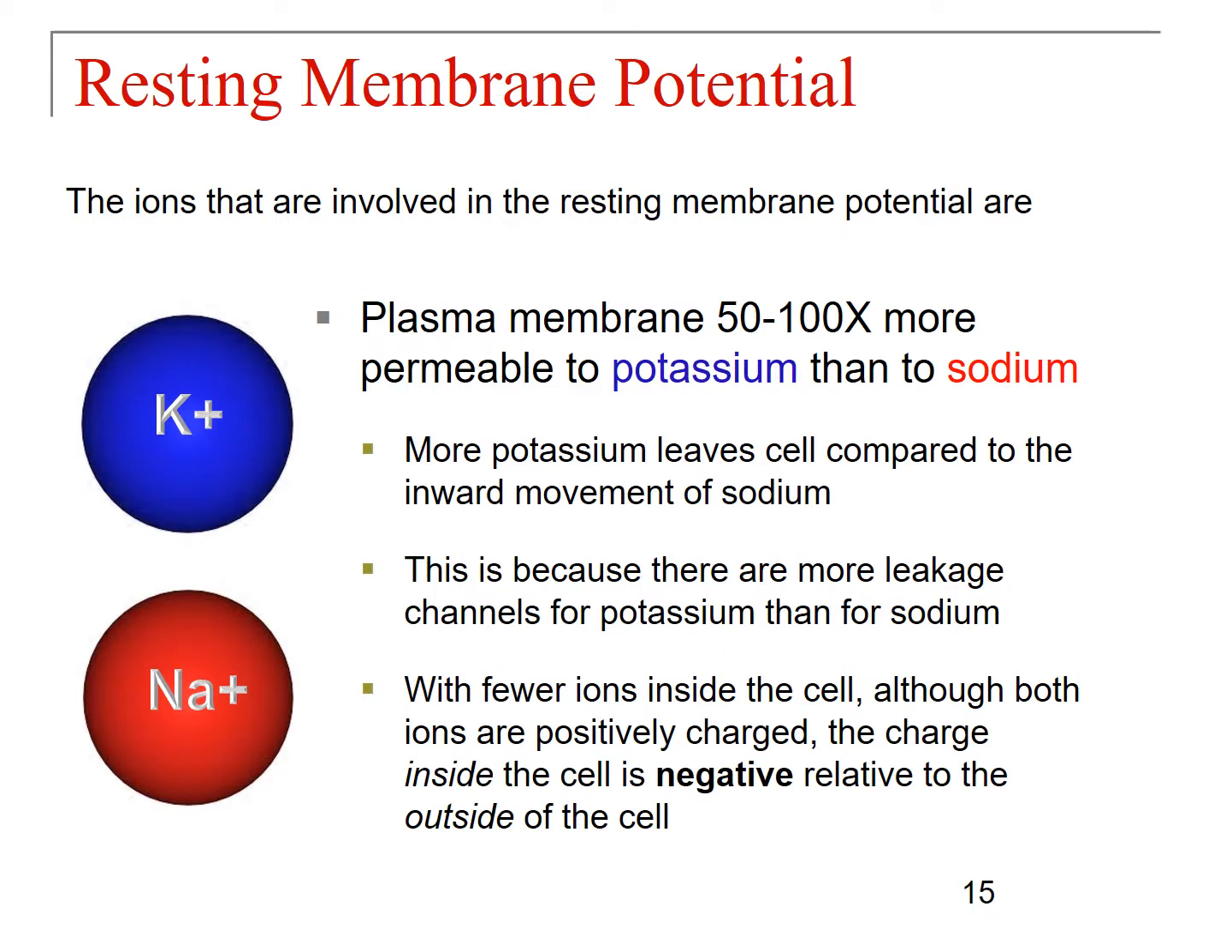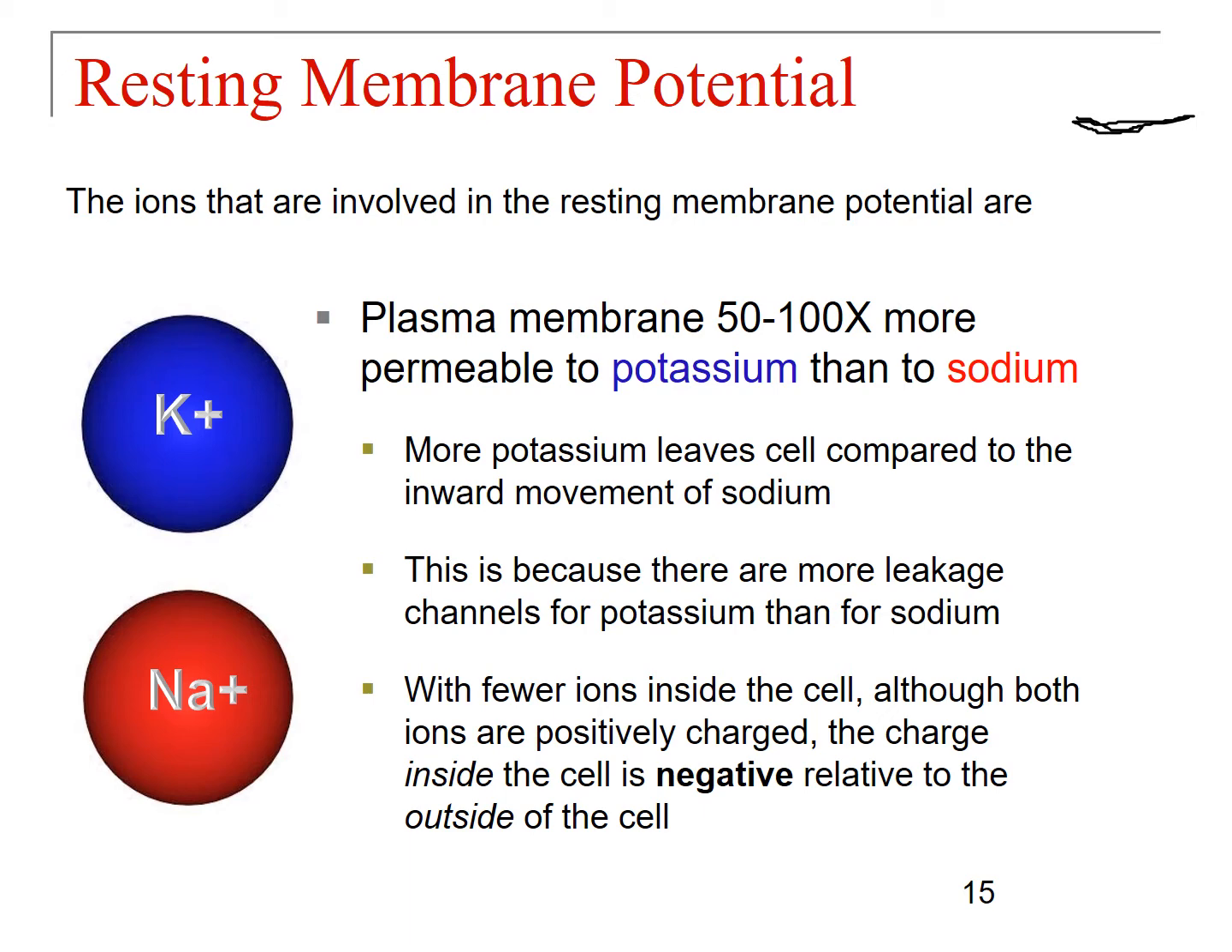Okay, so your main ions that are involved are, as I said before, potassium and sodium. Your membrane is 50 to 100 times more permeable to potassium than it is to sodium, which means that more potassium will leave the cell compared to the inward movement of sodium. When you're talking about the cell membrane, I'm going to draw it right up here in this upper corner. That is supposed to be a membrane.